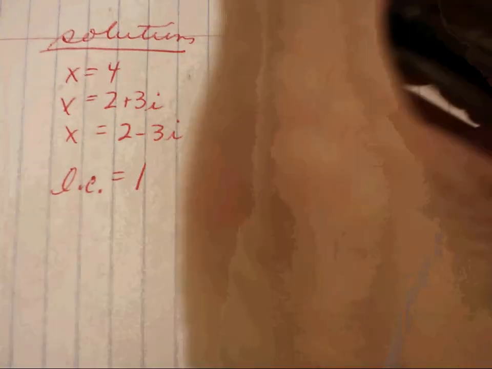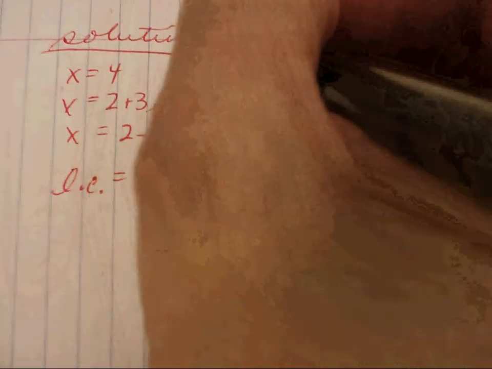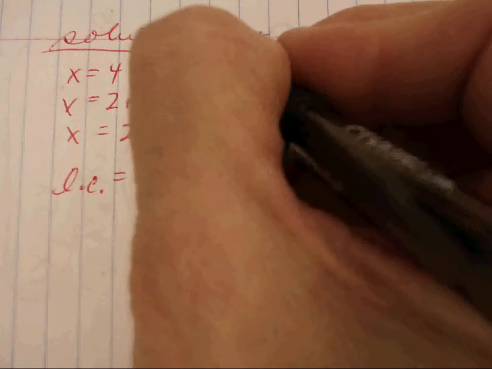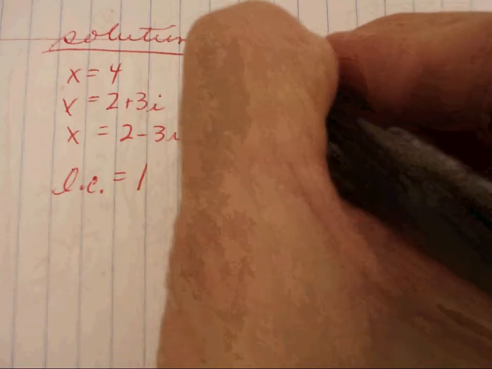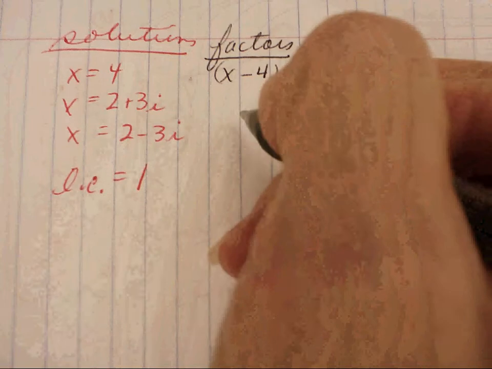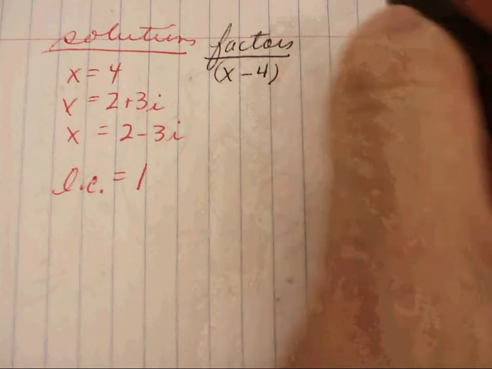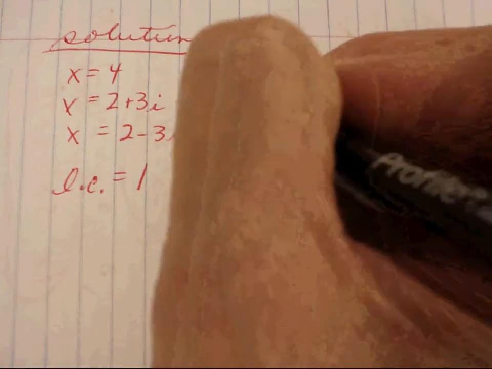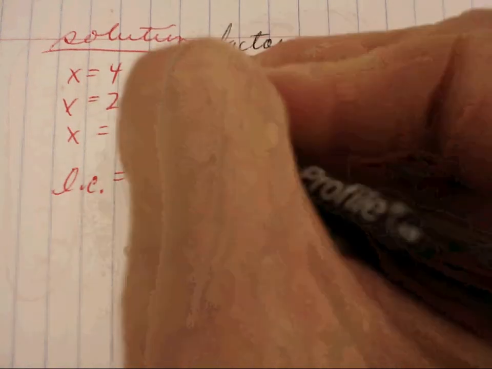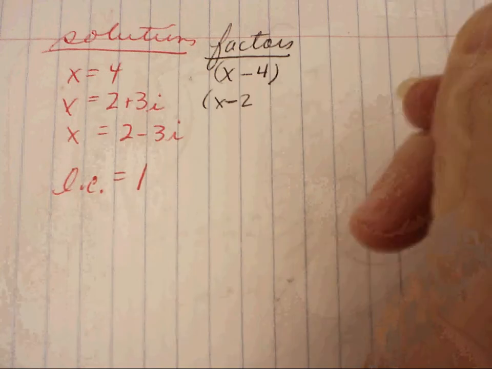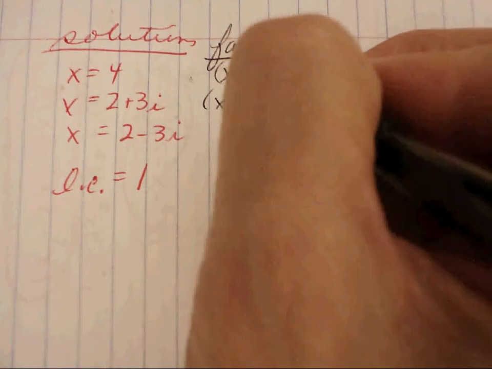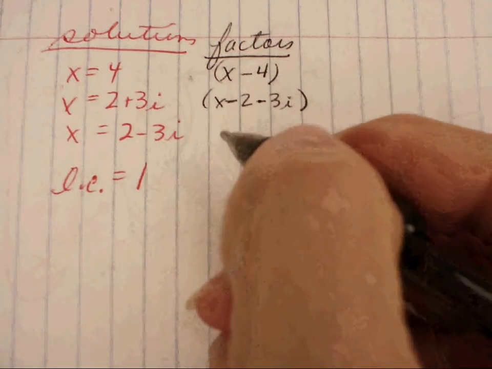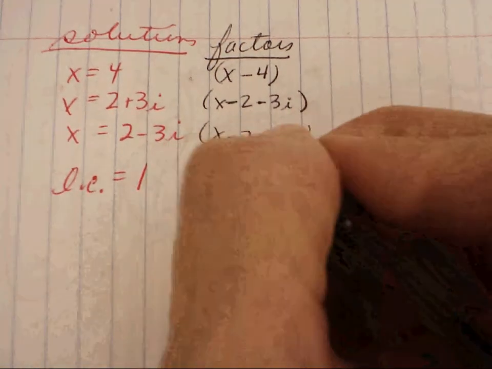What if the solutions I gave you were a little trickier? You have the solutions x equals 4, x equals 2 plus 3i, and x equals 2 minus 3i, and a leading coefficient of 1. So you have 1 real solution, 2 imaginary solutions, and a leading coefficient of 1. First thing you have to switch is from solutions to what? Factors. What would you make the first one, Danielle?